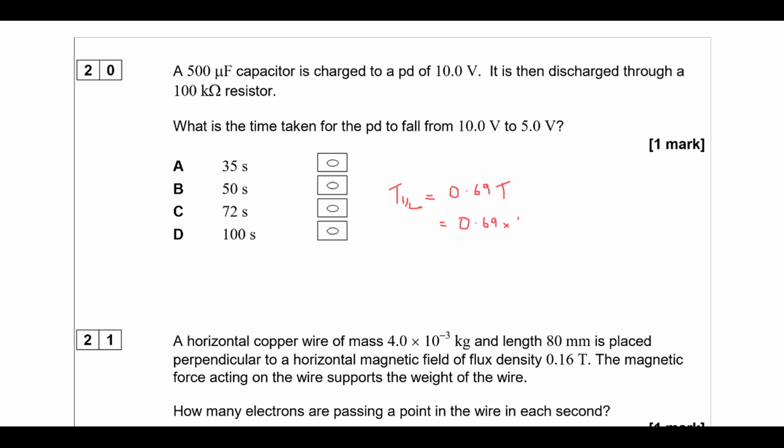times by 100 kiloohms, so times 10 to the 3, and then times by our capacitance, so 500 times 10 to the minus 6. And when we calculate that, that comes out as 34.5 seconds. So that's going to be answer A is the closest to that.